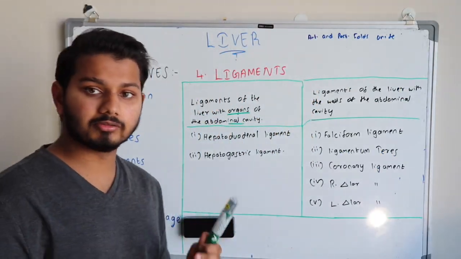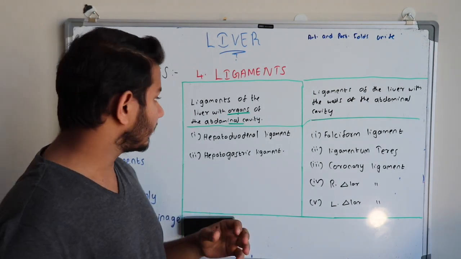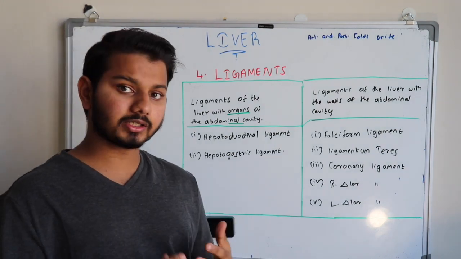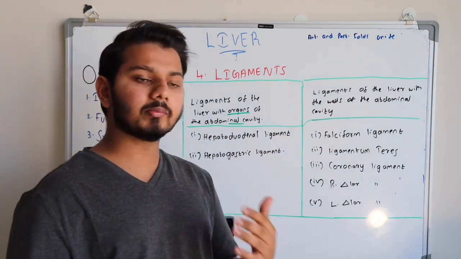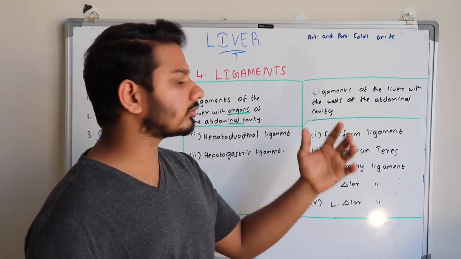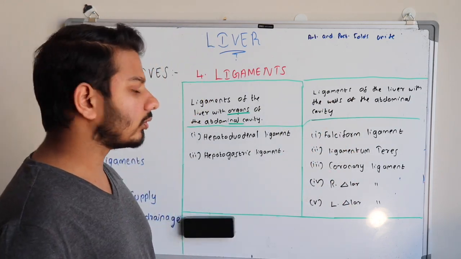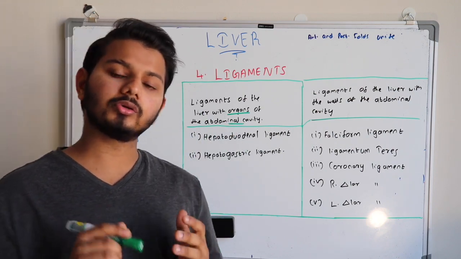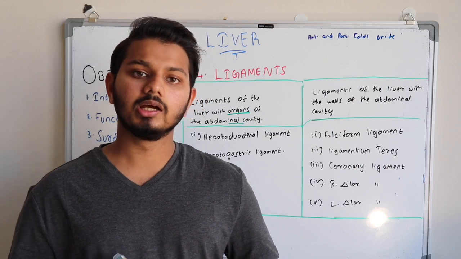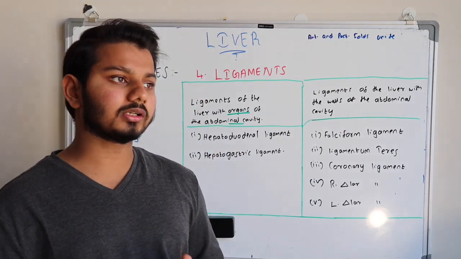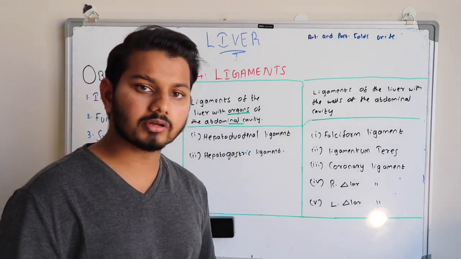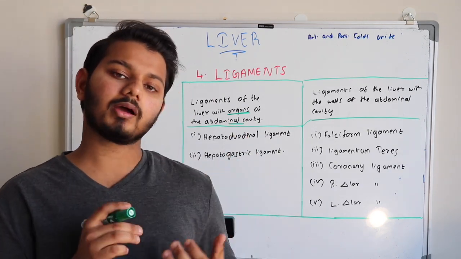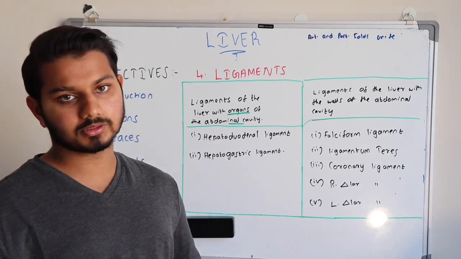The next objective is ligaments. So we have two types of ligaments, two classes of ligaments. The first one is the ligament of liver in respect to organs, and second one ligament of liver in respect to the walls of abdominal cavity. So in respect to organs, we have two ligaments. We have hepatoduodenal ligament and hepatogastric ligament. Hepatoduodenal ligament is a connection between hepato, which is liver, and duodenum, and hepatogastric is between liver and stomach.